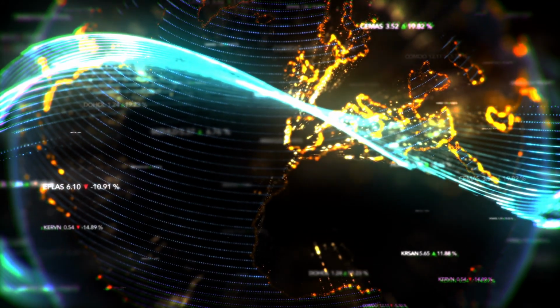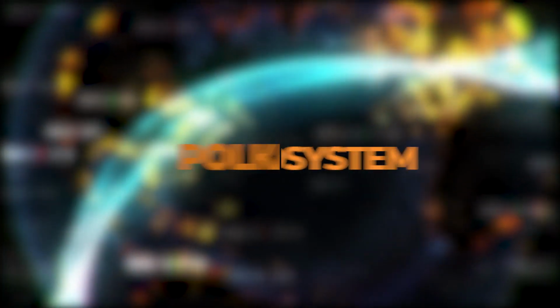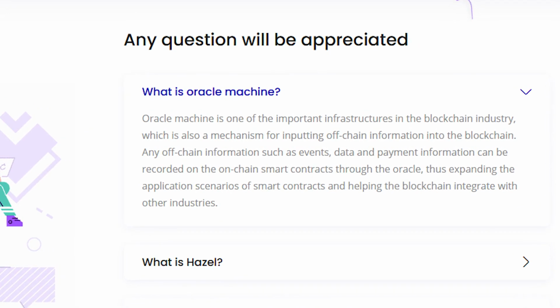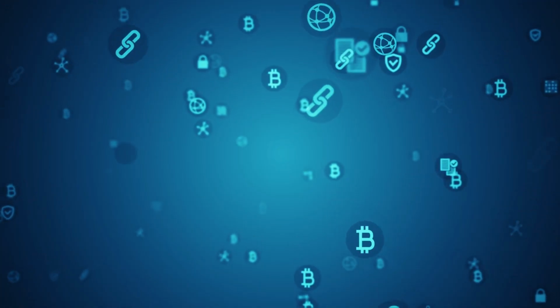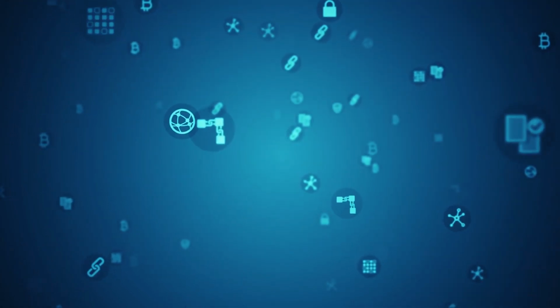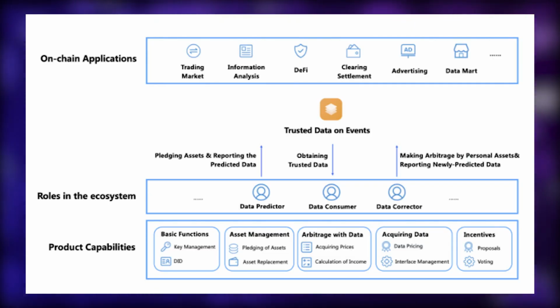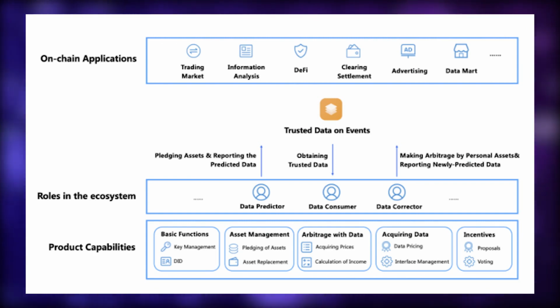Today, I will tell you about an interesting oracle, which is built on the Polkadot blockchain. Before continuing, I will tell you what oracles are. It is indispensable infrastructure in the blockchain itself. It's a kind of mechanism that provides various data, any off-chain information such as events, data, and payment information, which can be recorded in a smart contract on the chain via an oracle, making smart contract applications independent and helping the blockchain integrate with other industries.